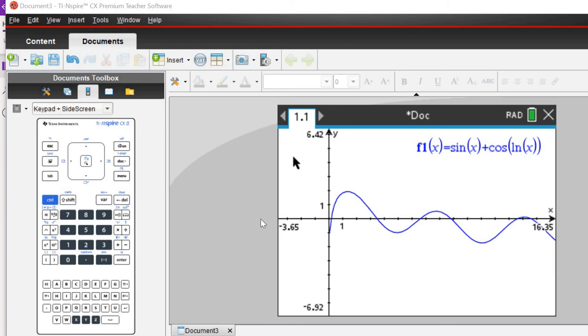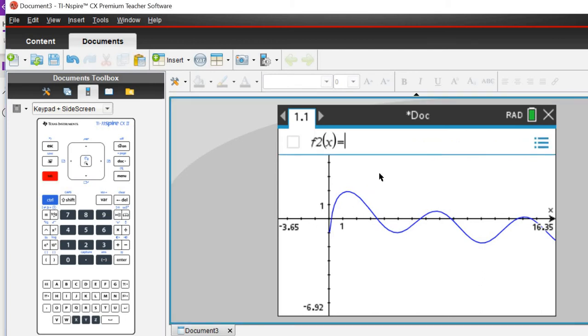I'd like to take a look at evaluating functions and then evaluating first and second derivatives at particular values of x. So here's a function that I've graphed: sine of x plus cos of the natural log of x. And let's say I'm interested in knowing the value of the first and second derivatives when x is 4.